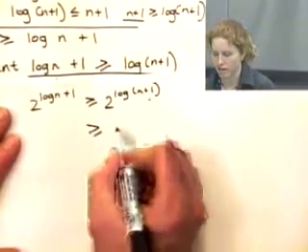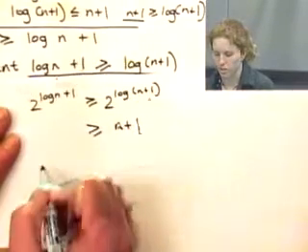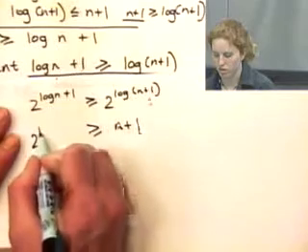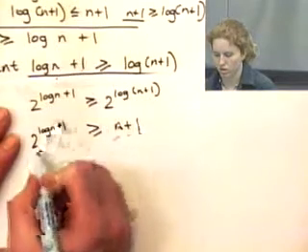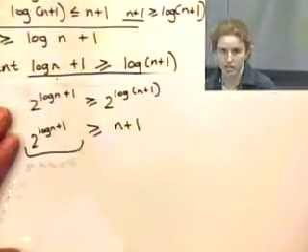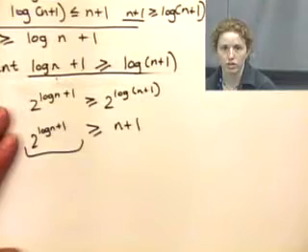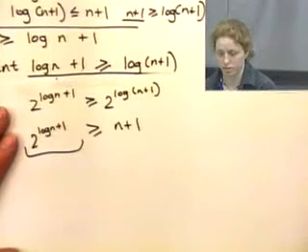On the right-hand side, I get n plus 1, right? On this side, I can separate this, right? 2 to the log n times 2 to the 1.